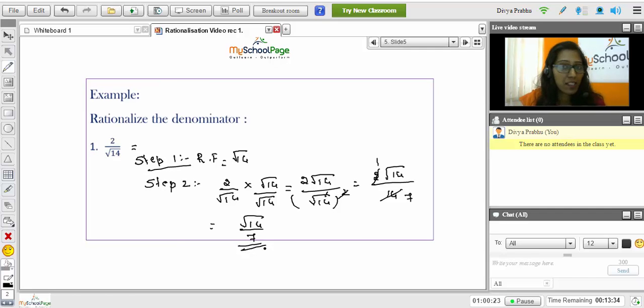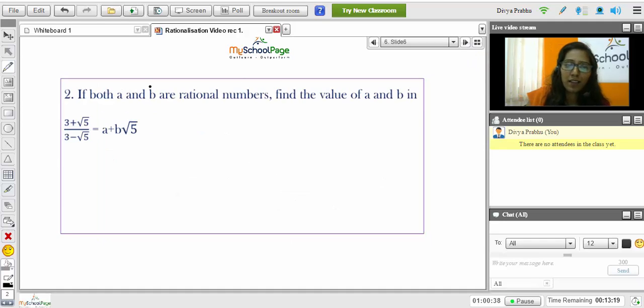Now I can simplify this further, but that's not our concern. We only need to rationalize the denominator. That means we're going to make the irrational number in the denominator a rational number. Hope you've understood this. Understanding this, we'll get into another, a little broader sum.